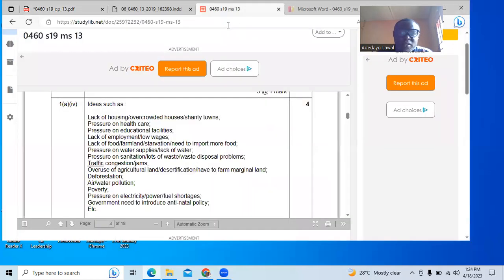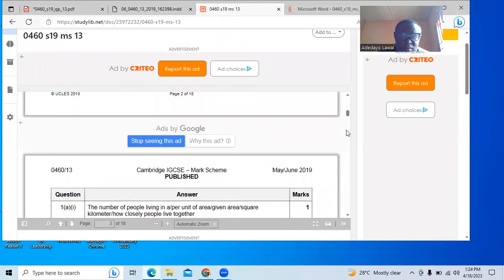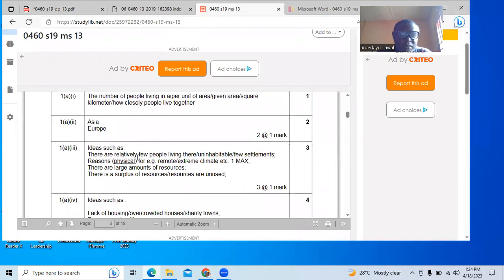So now look at this. Look at the answers they want you to write. Now look at here. There are relatively few people living there. Uninhabitable, few settlements. Reasons, e.g., remote, extreme climate. Now look at here, 1 mark. What this means is that these reasons, which are something that readily come to the head of most of the students, they want you to write, but only 1 mark should be given for that.